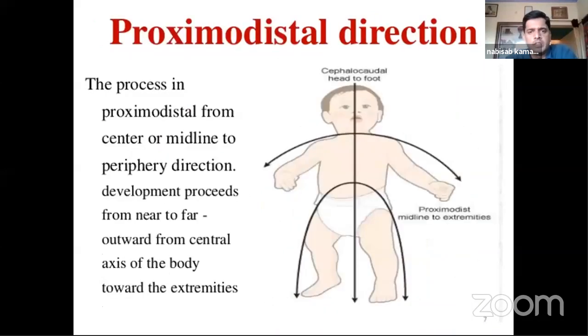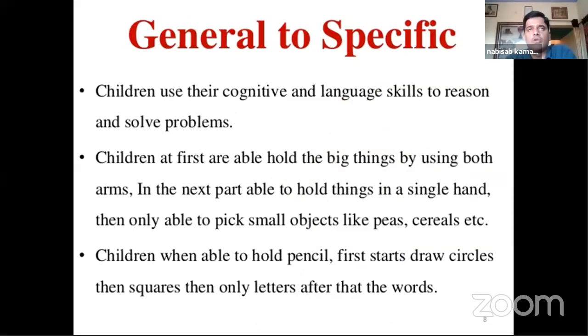The second one is proximo-distal direction. The child first attains structural and functional maturity at the proximal part, followed by the distal part, or from midline to periphery, or center to the periphery. Next is general to specific. Children use their cognitive and language skills to reason and solve problems. Children are first able to hold big things using both their arms. Next, they are able to hold things in a single hand and pick up small objects like peas, cereals, etc. Then children are able to hold a pencil, first drawing circles, then squares, and only then letters, after that words.